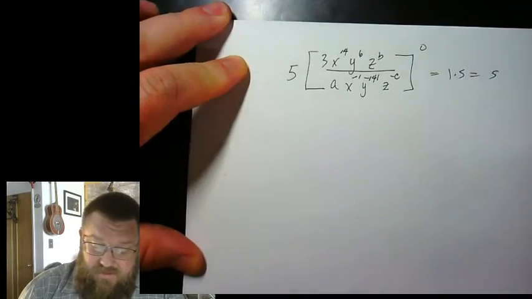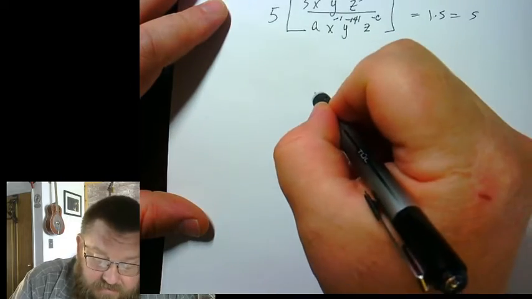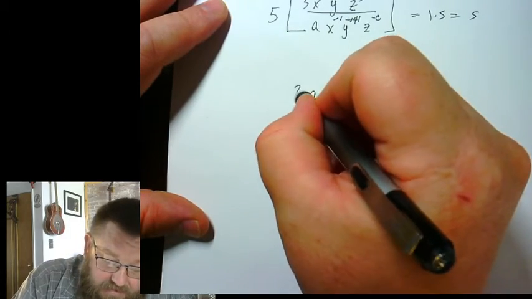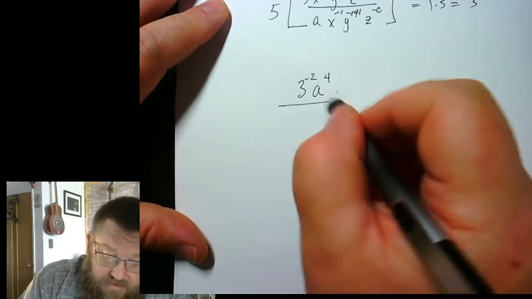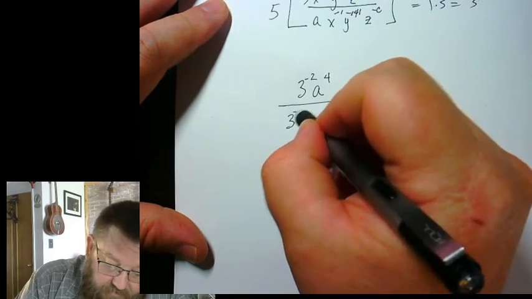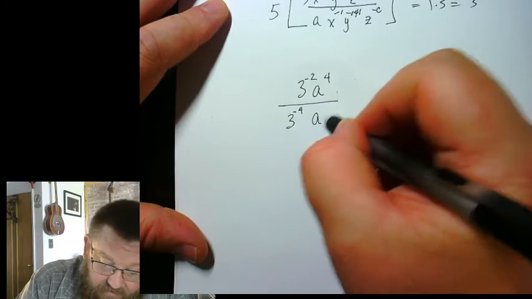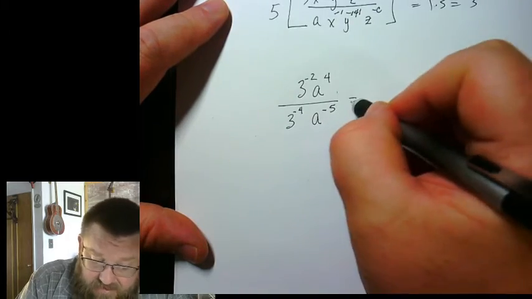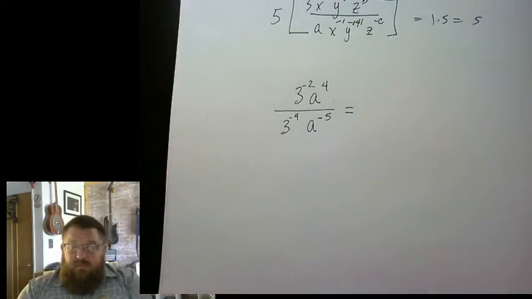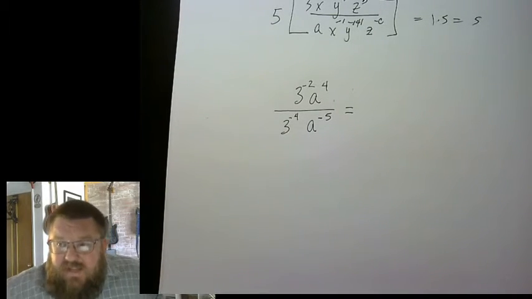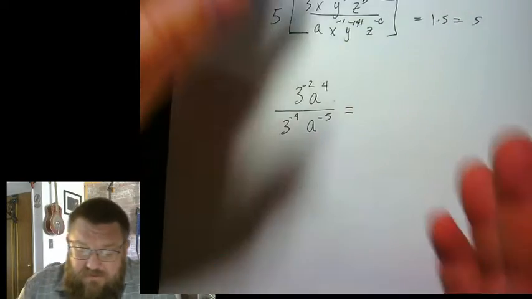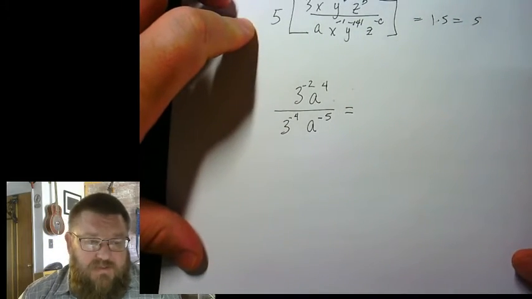Do you see? Okay. What if we did, though, have something like, let's say we had 3 to the negative 2, a to the 4th, divided by 3 to the negative 4th, a to the negative 5th. Try it. Now, before you do, though, separate that into the 3's and the a's. Look at them separately, like 2 separate problems. Go ahead and pause it and try it.